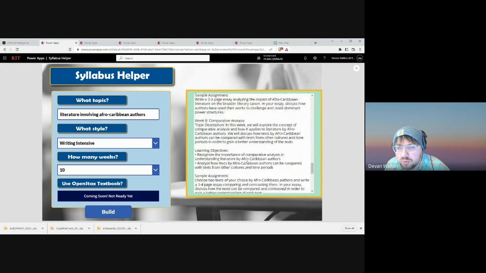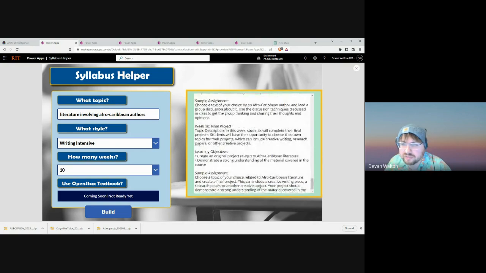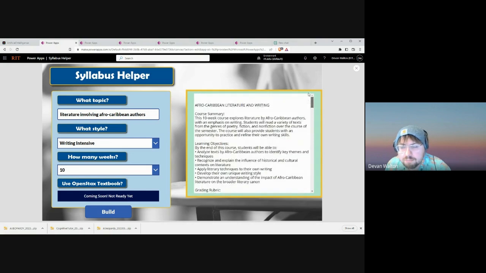And it goes on all the way down to week 10, where we have like a final project or something like that. Now, in some cases, we could tweak this a little bit so that it would select specific authors. But since we're relying on the ChatGPT OpenAI technology, it doesn't have access to the internet. So this particular tool would not be able to provide us with links to open access resources.